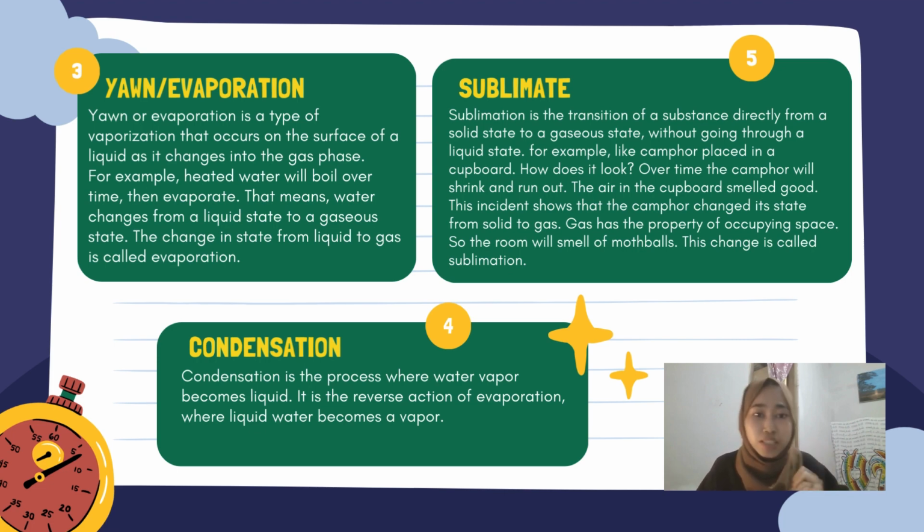Okay, number 4 is condensation. Condensation is the process where water vapor becomes liquid. It is the reverse of evaporation, where liquid water becomes a vapor. Like when drinking hot tea, have you ever paid attention to the lid of your glass? What do you see, students? You see the water droplets, right? Where do the water droplets come from?